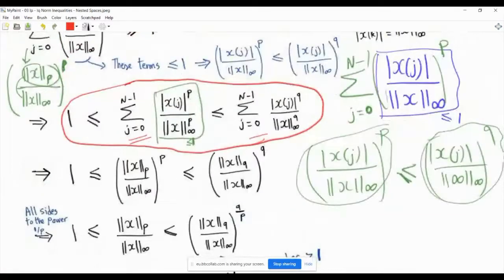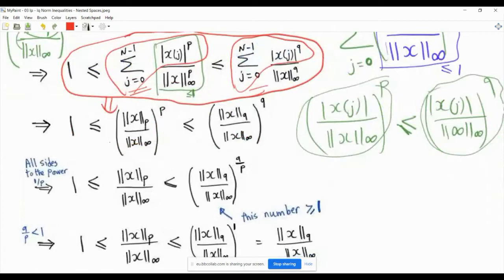So from this, you just use the definition. It means 1 is less than or equal to, if you apply this summation to the numerator, the LP norm raised to the power p, and the summation applied to the numerator, the LQ norm raised to the power q.